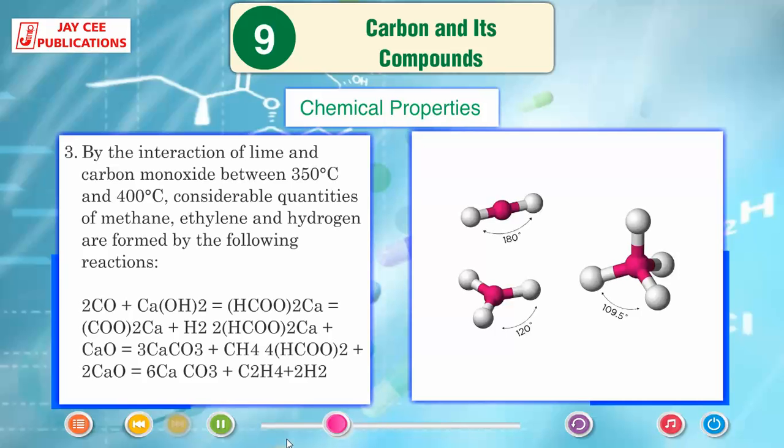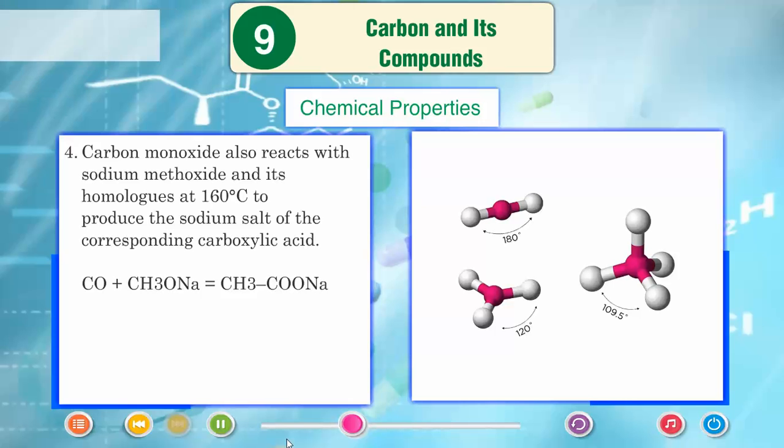2CO plus Ca(OH)2 gives (HCOO)2Ca, which gives (COO)2Ca plus H2O. 2(HCOO)2Ca plus CaO gives 3CaCO3 plus CH4. 4(HCOO)2Ca plus 2CaO gives 6CaCO3 plus C2H4 plus 2H2.